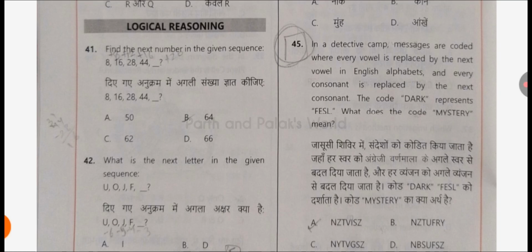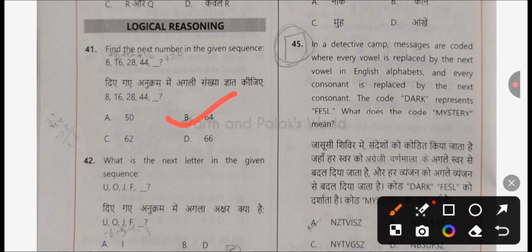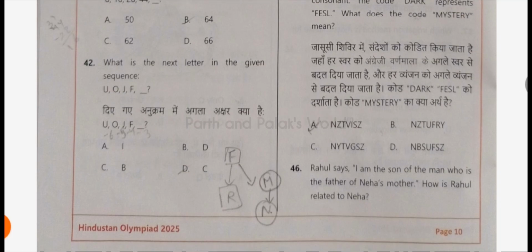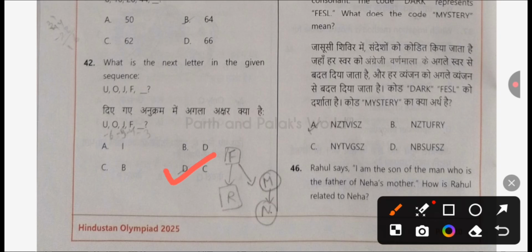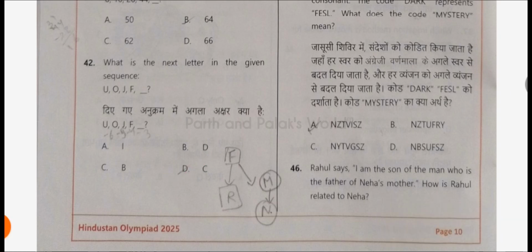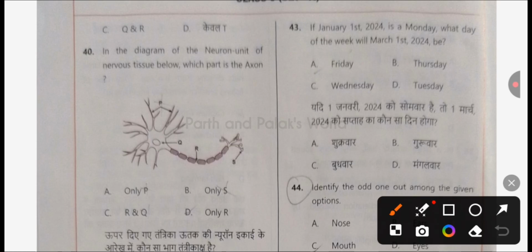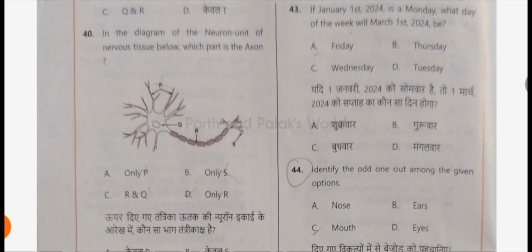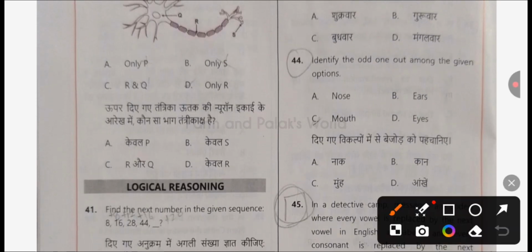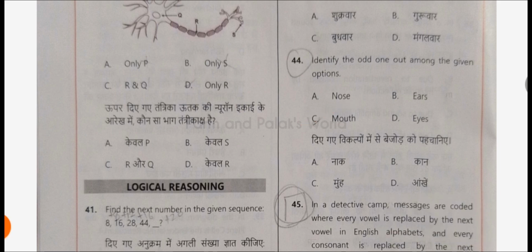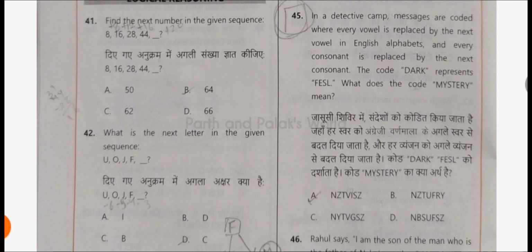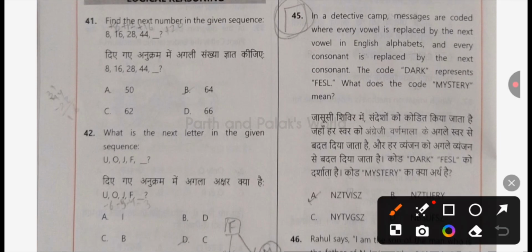Question number 41, the correct answer would be option number B, 64. Question number 42, option number D, C. Now question number 43, the correct answer is option number A, Friday. Question number 44, the correct answer would be option C, mouth. In question number 45, the correct answer would be option number A.